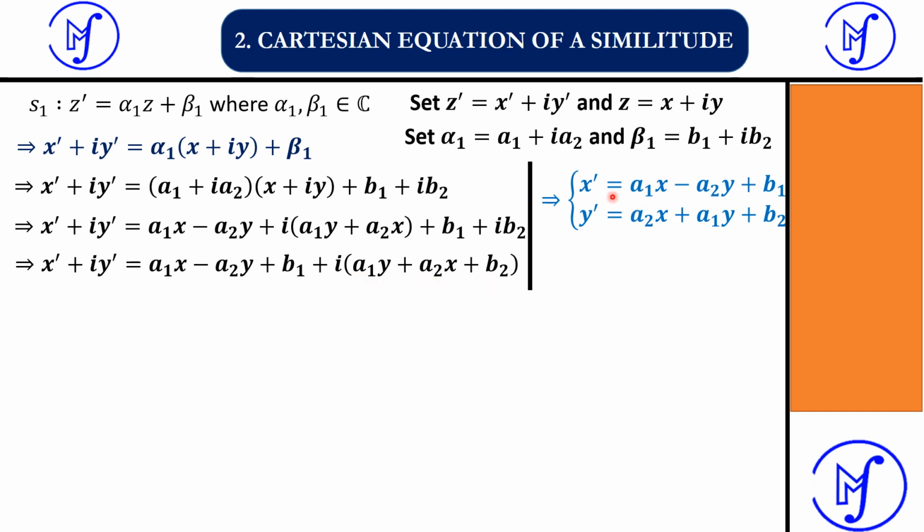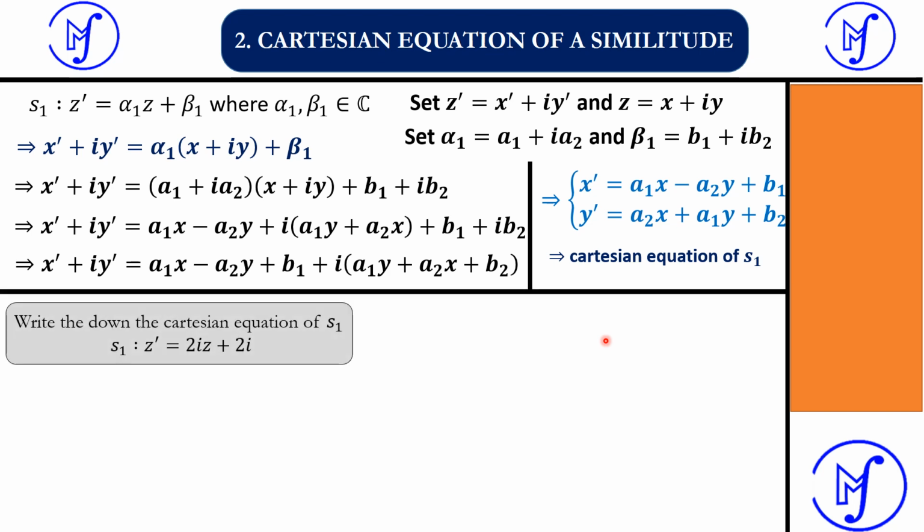So this is the Cartesian equation of our similitude, whose complex representation is given by this, where alpha 1 is A1 plus iA2 and beta 1 is B1 plus iB2. Take note that A1, A2, B1 and B2 are all real numbers. So that's the Cartesian equation of our similitude S1.